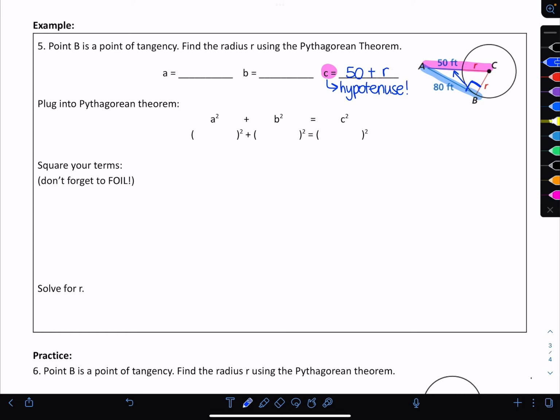The other 2 sides are a little bit easier. B, I will color code in blue. This side, pretty straightforward. It's 80 long. And finally, side A is our radius. It's our only leftover side here. That side is r.